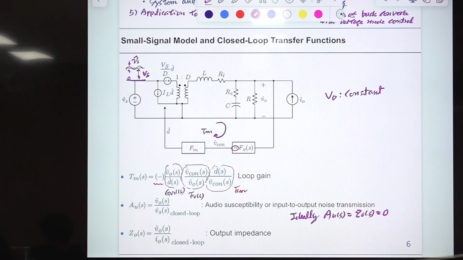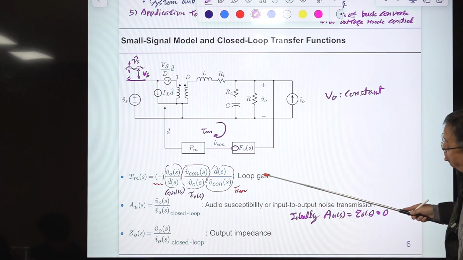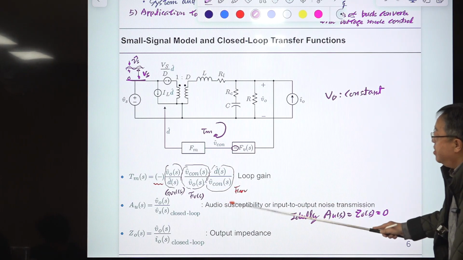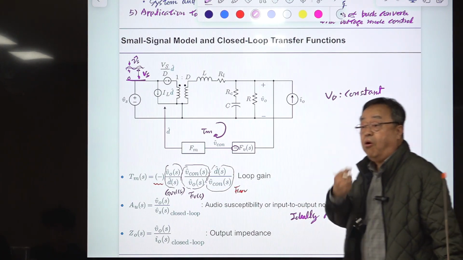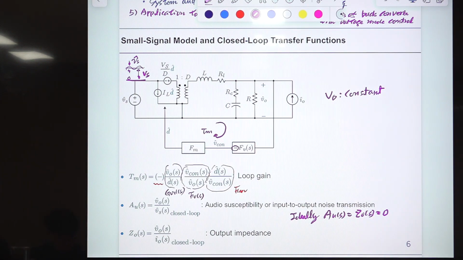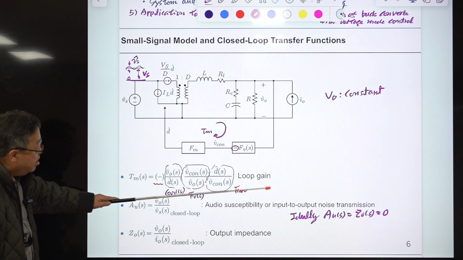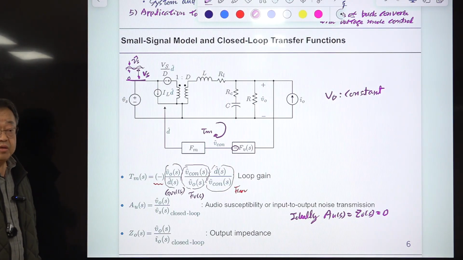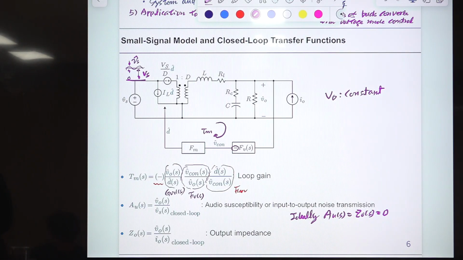And another one is, of course, the converter should be stable. Stability is determined by this transfer function. And these determine the goodness of your converter as an ideal voltage source. So you should achieve this stability while minimizing these altogether. That's your target of design.